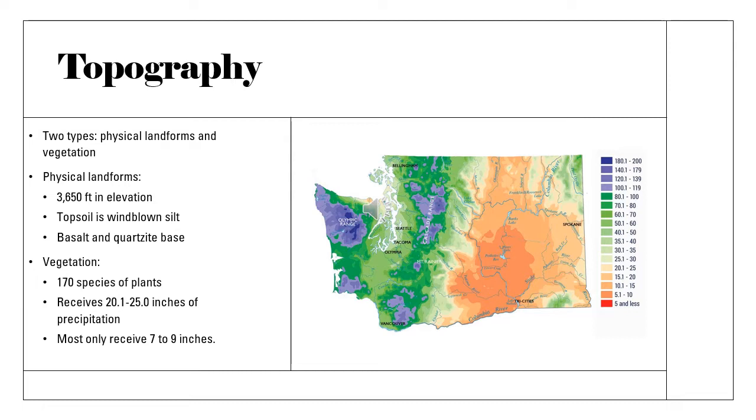The vegetation of Kamiak Butte consists of 170 species of plants that thrive on the extra precipitation received compared to most other parts of eastern Washington. Pullman receives 20.1 to 25 inches of precipitation annually, while most of eastern Washington only receives from 7 to 9 inches.